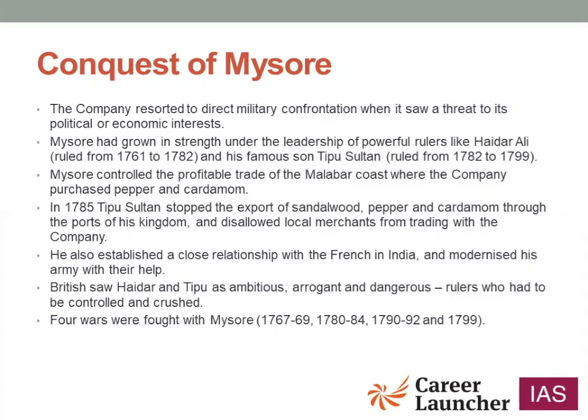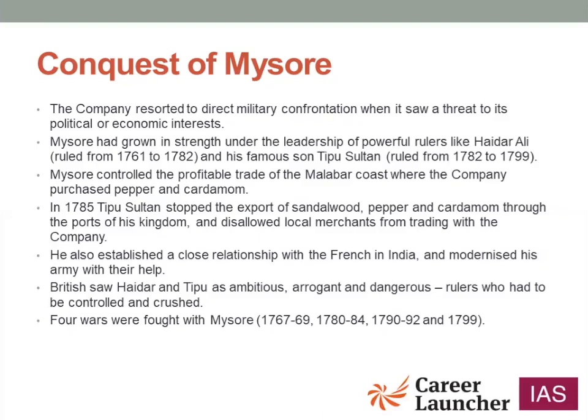Mysore now controlled the profitable trade of the Malabar coast, where the company purchased pepper and cardamom. In 1785, Tipu Sultan stopped the export of sandalwood, pepper and cardamom through the ports of his kingdom, and this stopped local merchants from trading with the company. He had also established a close relationship with the French in India and modernized his army with their help. So the British saw Hyder and Tipu as ambitious, arrogant, and dangerous rulers who had to be controlled and finally crushed.